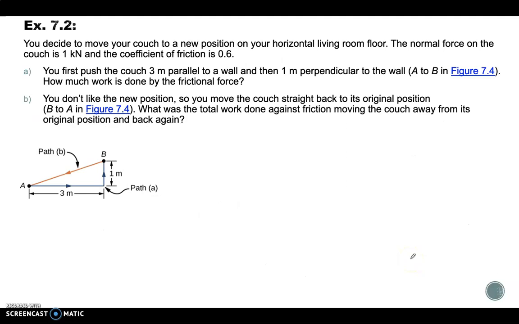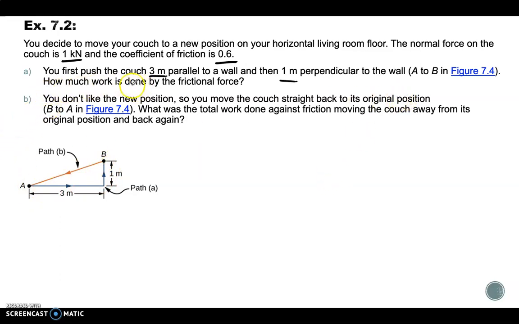So let's go ahead and put this into an example. We are looking at example 7.2. It states you decide to move your couch to a new position on your horizontal living room floor. The normal force on the couch is 1 kilonewton, and the coefficient of friction is 0.6. Part A states you first push the couch 3 meters parallel to the wall and then 1 meter perpendicular to the wall. So from A to B, we make this path.